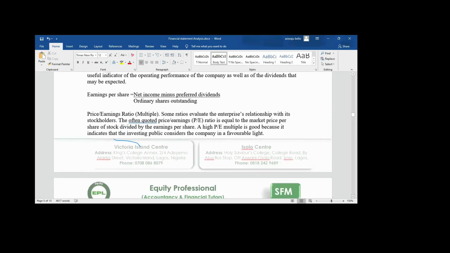A high price earning ratio is good. Please, when you compute the price earning ratio and it is high, it's an indication that investors consider the company in a favorable light, in good light. If the figure is very high, that company is considered to be very, very good.